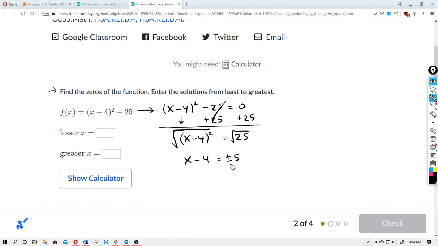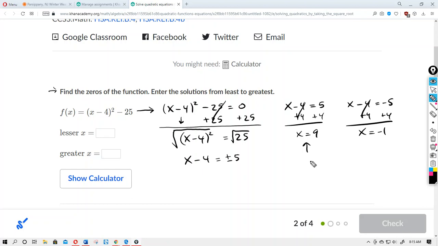Okay? Now we actually have two separate equations. We have x minus 4 equals positive 5, and x minus 4 equals negative 5, because we had plus or minus 5. So adding 4 on both sides, the 4's cancel, and x equals 9. Adding 4 on both sides, the 4's cancel, and x equals negative 1.